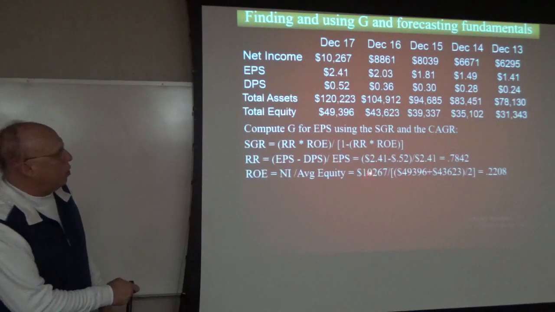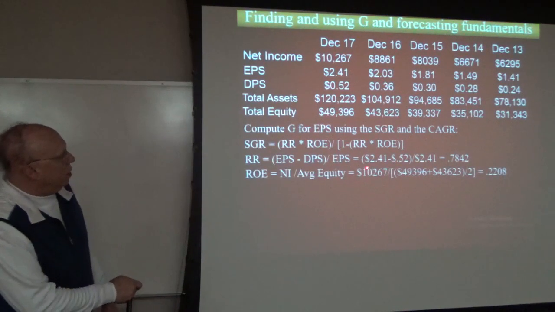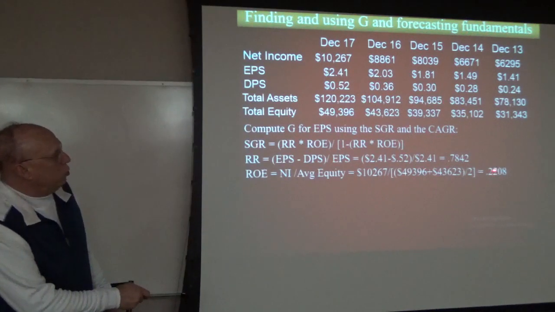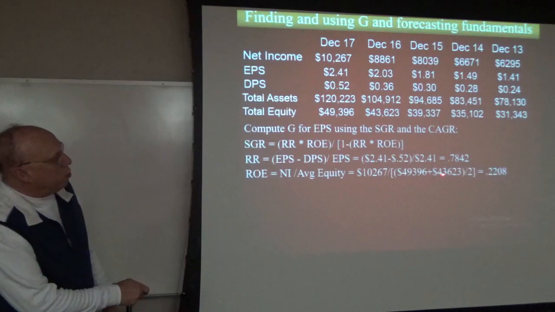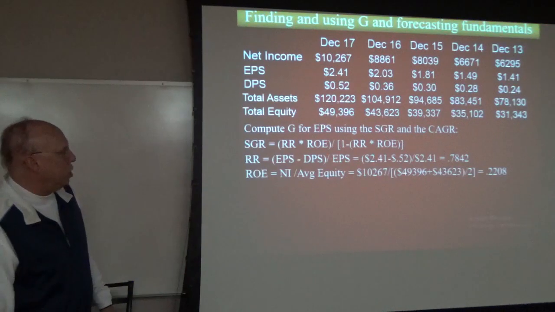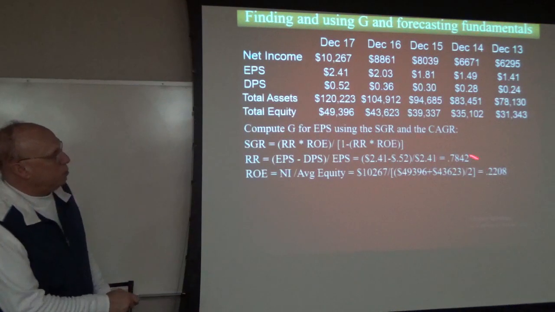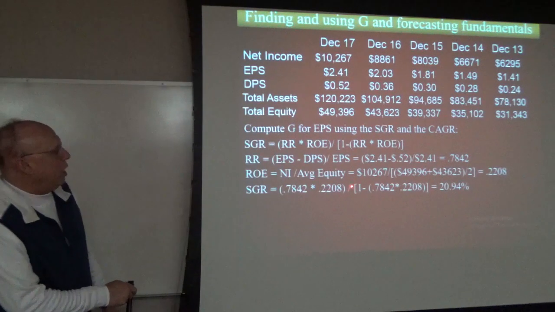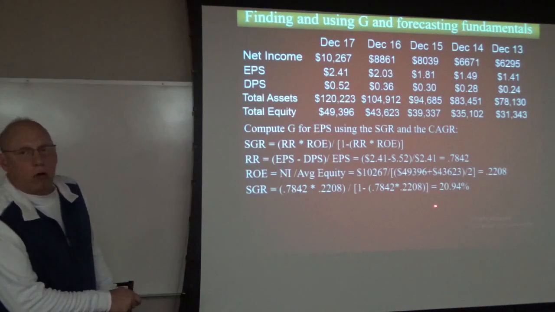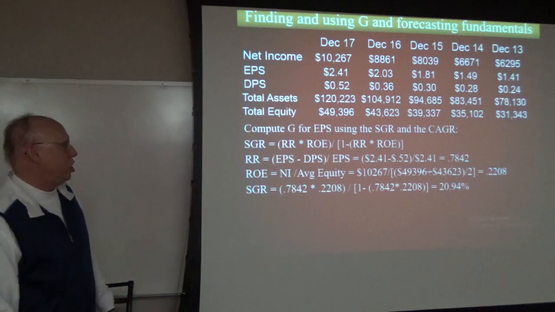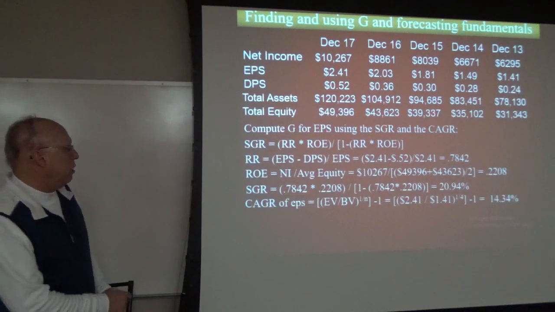And I'm sorry, so we have our net income right here divided by our ending equity plus our beginning equity divided by 2, and we get 22.08%. So we have to add these two, divide by 2, put them in the denominator, and then divide our net income into our average equity, and we get 22%. So we have 78% and 22%, and so we're going to multiply our retention ratio times our return on equity and divide by 1 minus that, and we get a growth rate for net income and/or earnings per share of about 21%.